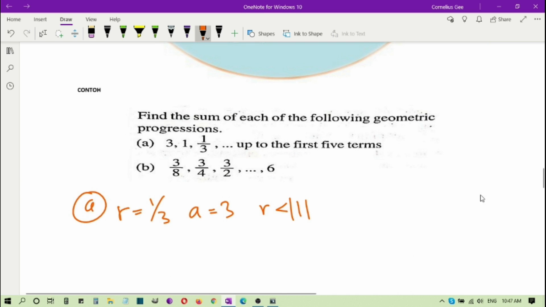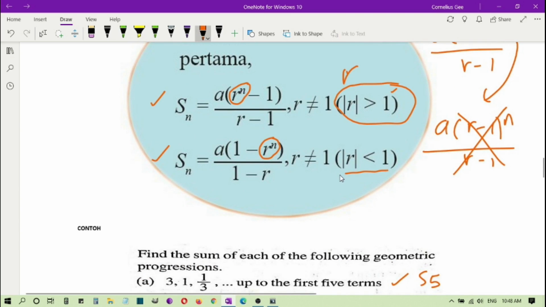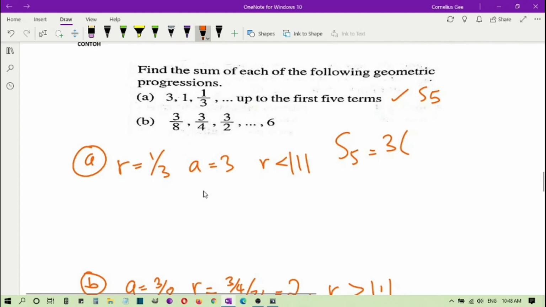Here, find the sum of each of the following geometric progressions. Given the first few terms, for the first 5 terms I want to find S5. Teacher has already done it earlier. So you can see that R is less than 1. So S5, A is 3. Since R is less than 1, I have to use this one, 1 minus R^n over 1 minus R: 1 minus 1 over 3, power of 5, over 1 minus 1 over 3.